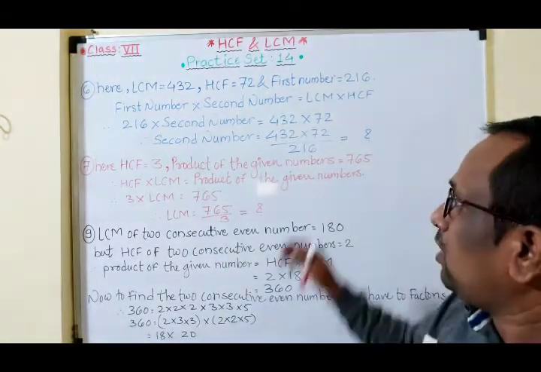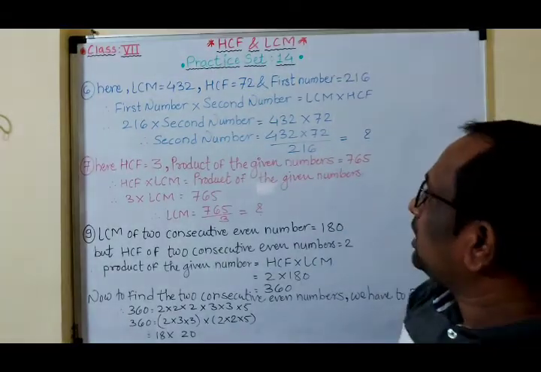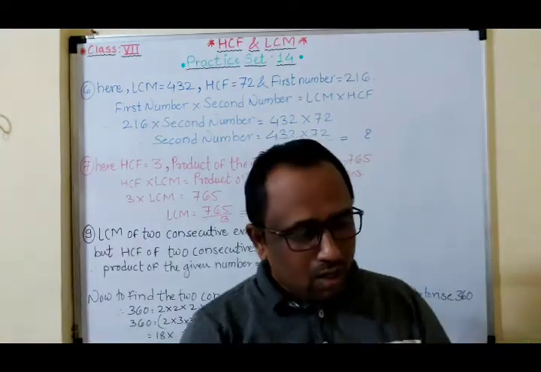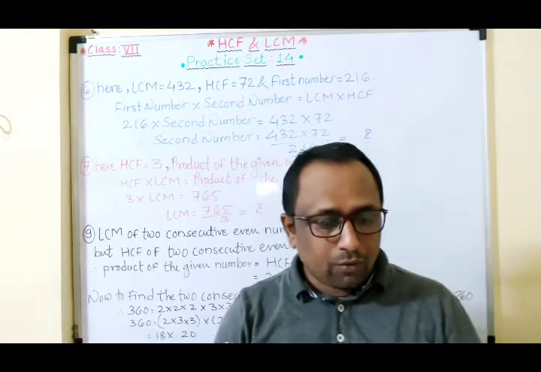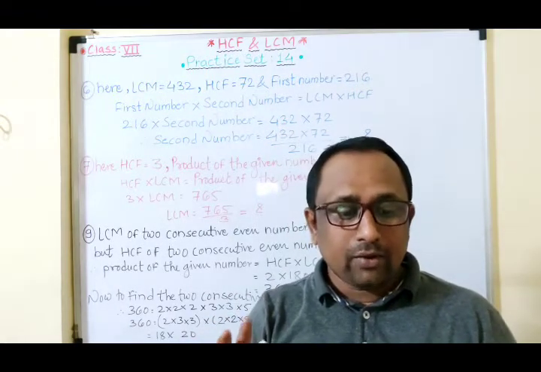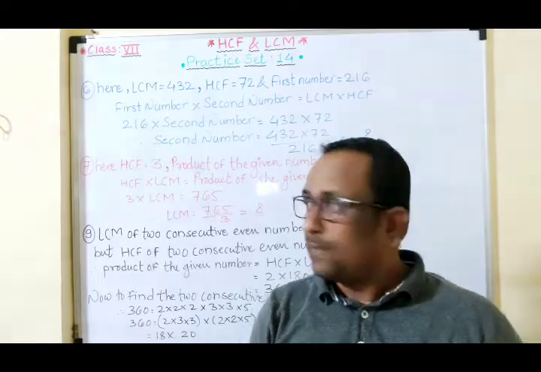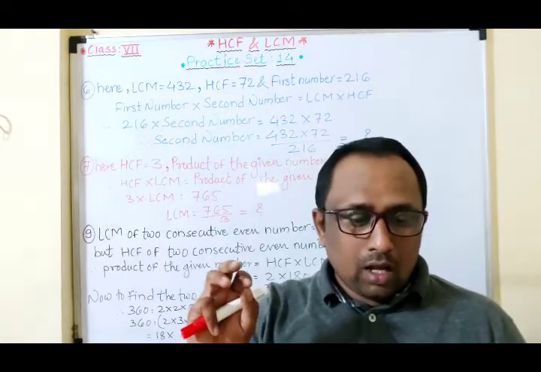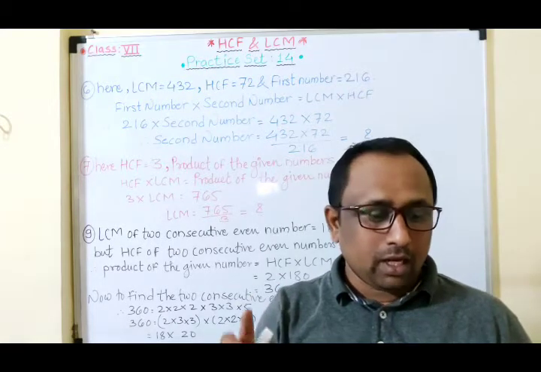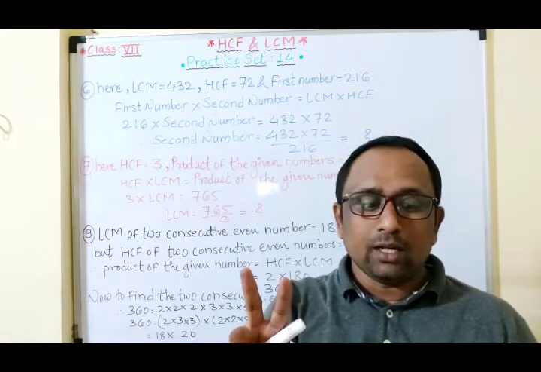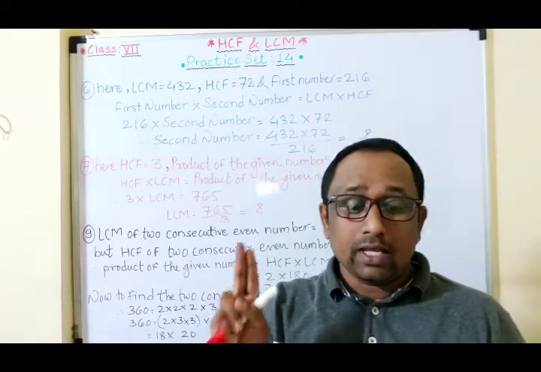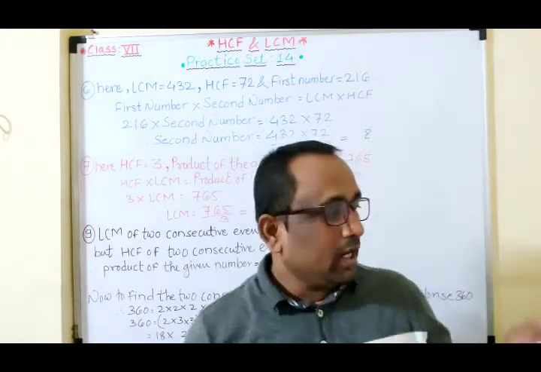Now a little bit similar example here, the seventh. I'll read the example. Seventh example: the product of two numbers is 765, and their HCF is 3. What is their LCM? Here the product of the two numbers is given, 765, the HCF is also given, we have to find the LCM.